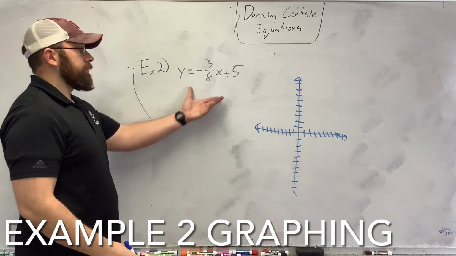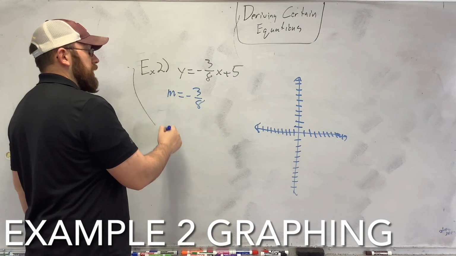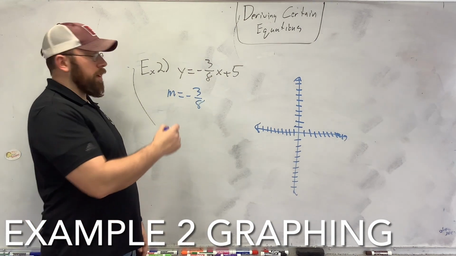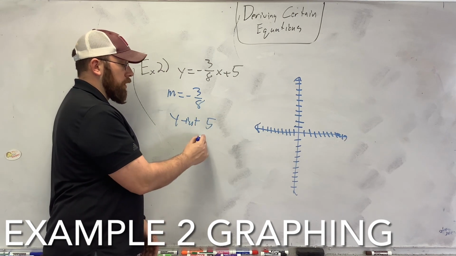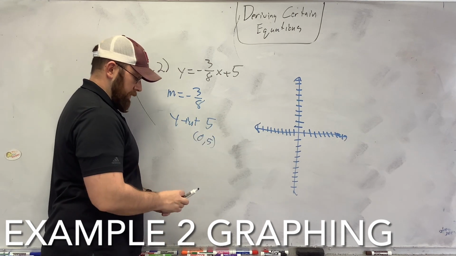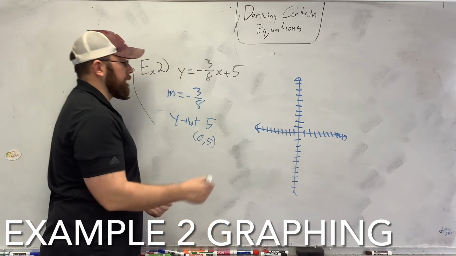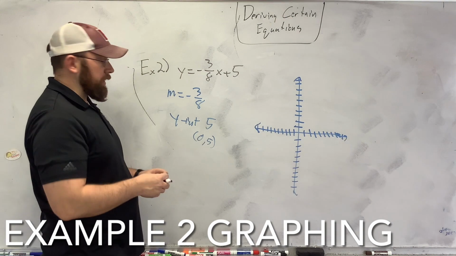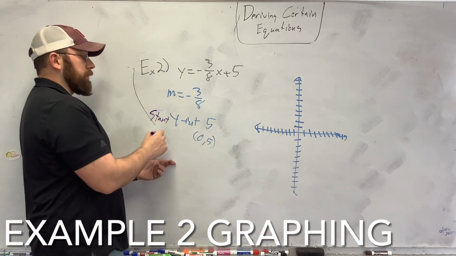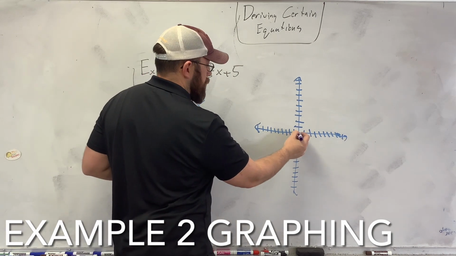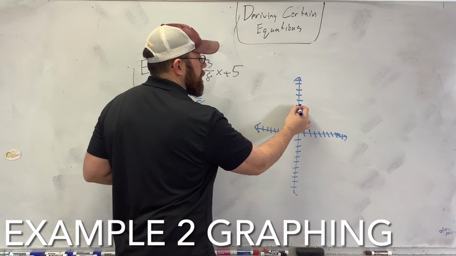All right, so what's our slope? It's negative 3 over 8, the number in front. Our y-intercept is 5, or 0, 5. The first thing you always do when you graph it is start from your y-intercept. This is always your starting point. So I go to 0, 5: 0 on the x and 5 up.